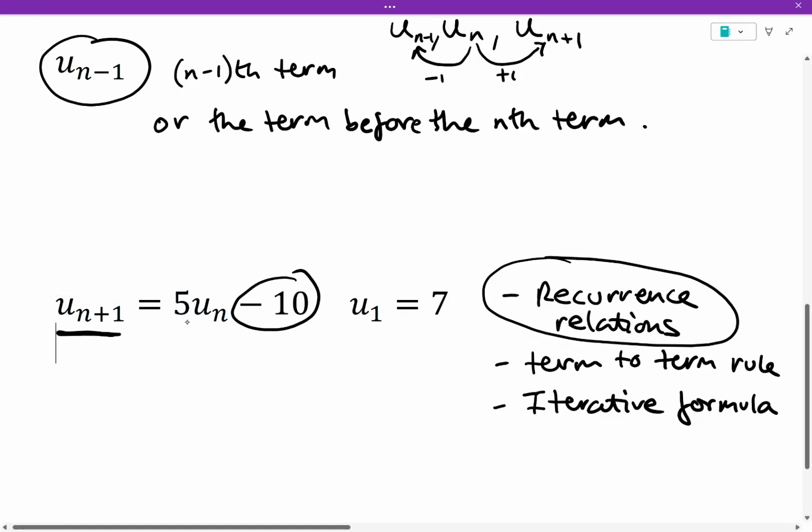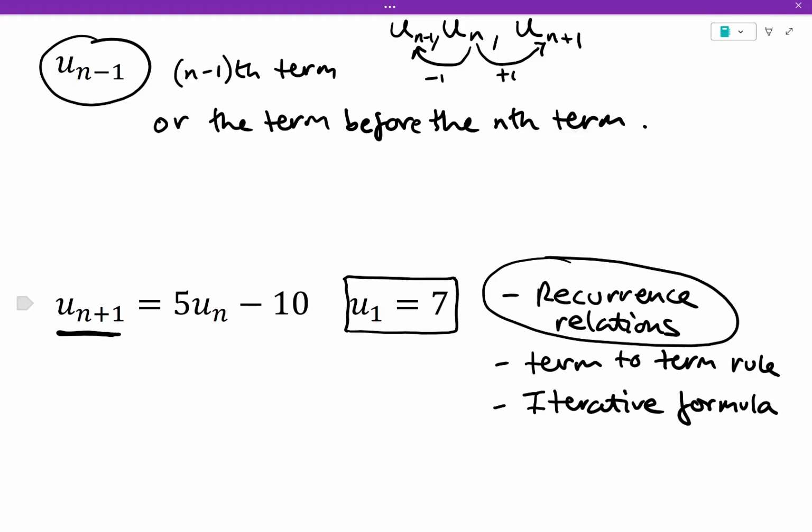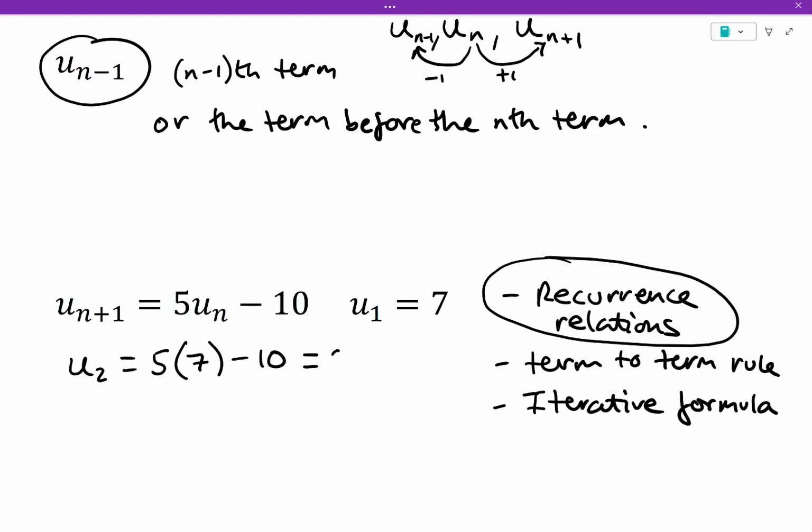Now, the other part of our recurrence relation is you will be given some information about a term in the sequence, usually the first term in the sequence. So in this case, we're told the first term is 7, because we need this value in order to start making use of our recurrence relation. If we didn't have a starting value, I wouldn't know what I'd need to initially substitute in here in order to start generating the terms of the sequence. So let's actually generate some of these terms then. If U1 is equal to 7, then U2 would be equal to 5 lots of U1, which is 7, subtract 10. So that would give me 25.